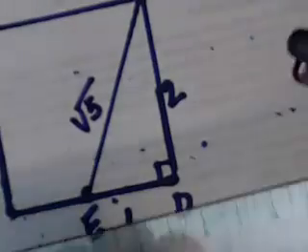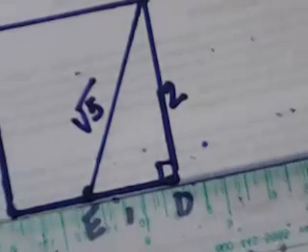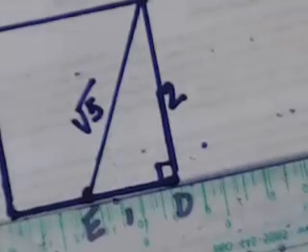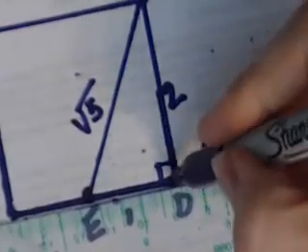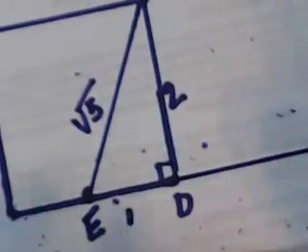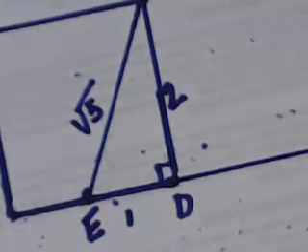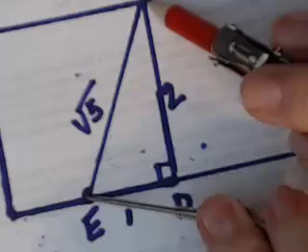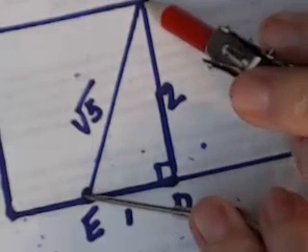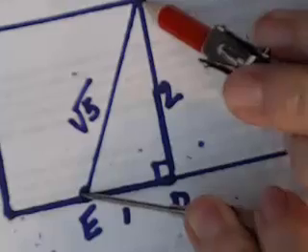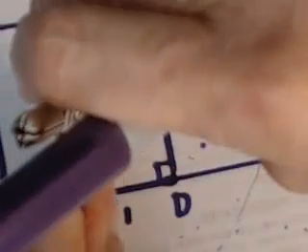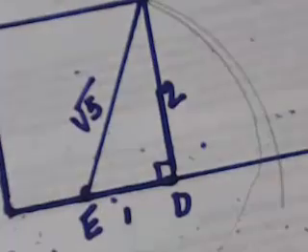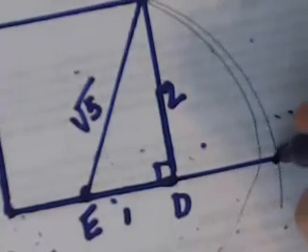I'm going to extend AD with my compass. I'll measure a radius of EC, and leaving my compass where it is, I'm going to make a circle. Whoa. And position F.